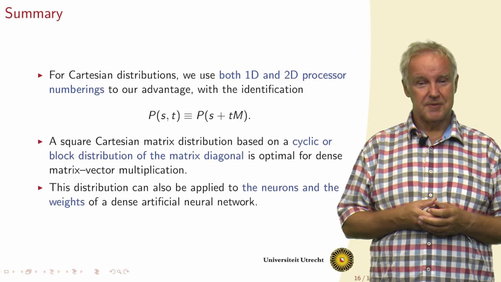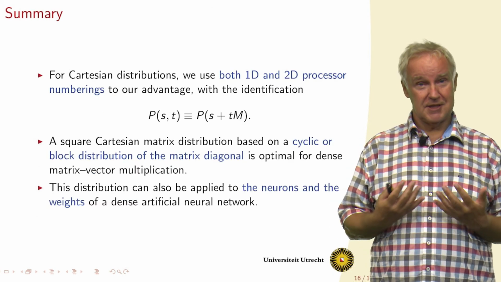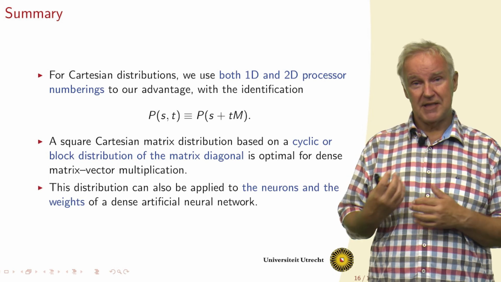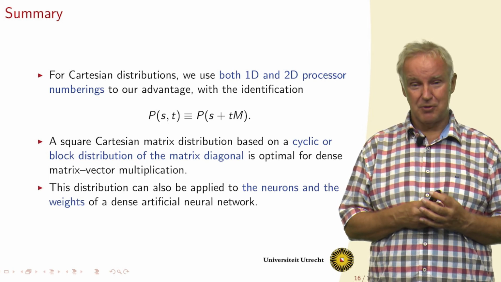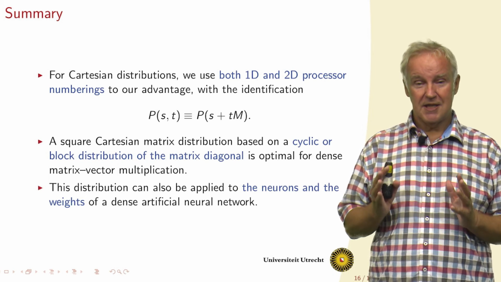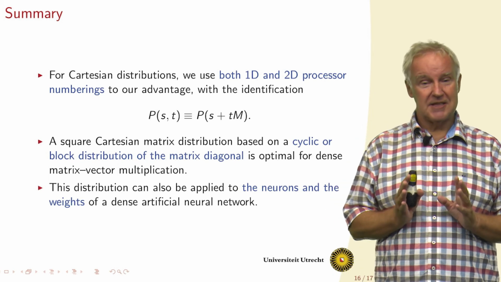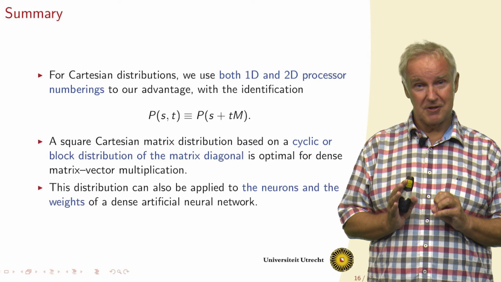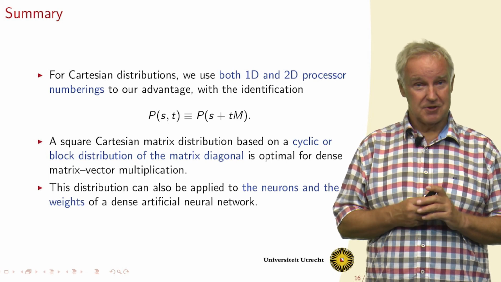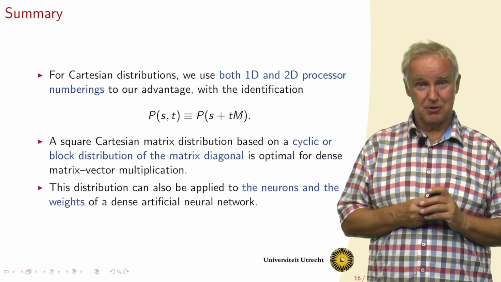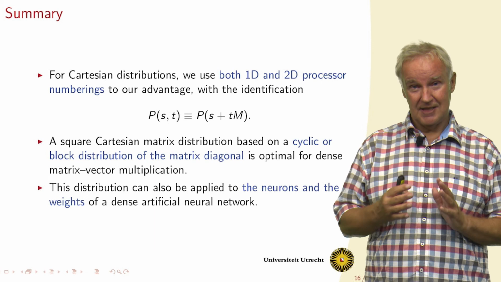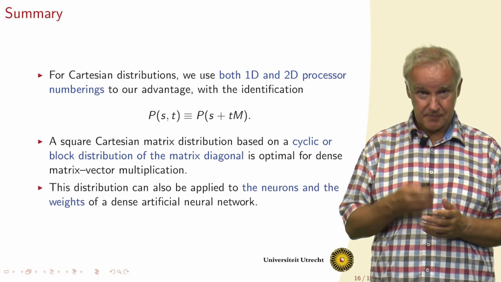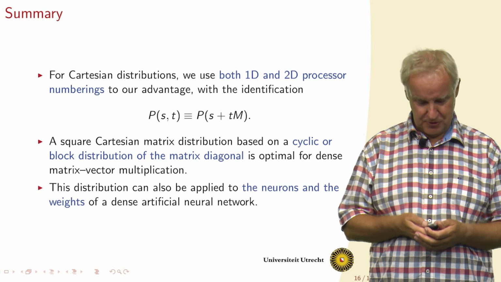To summarize, we have a Cartesian distribution, we can use that, and then we either use a one-dimensional or a two-dimensional numbering of the processors. We have seen how to distribute a dense matrix for multiplication with a vector. We use a cyclic distribution or a block distribution of the main diagonal and distribute the vectors in the same way, and that works very well. We can use this for the artificial neural network.